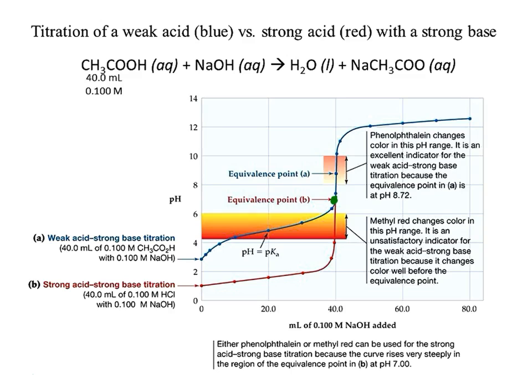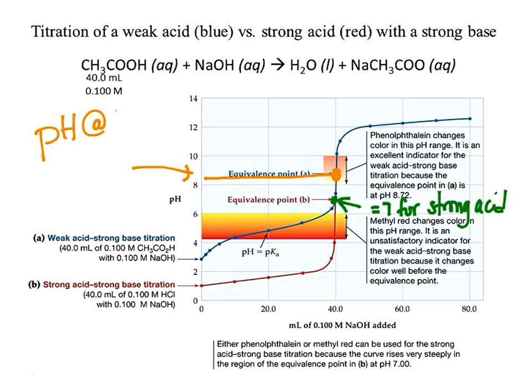Whoops, I labeled that wrong. That's the strong acid. Oh, I'm sorry. I'm trying to show you here that the equivalence point pH for a strong acid is 7, but of course it's greater than 7 for the weak acid. That will always be true for weak acid titration. And that's because the conjugate base is always basic, because it's a weak acid.